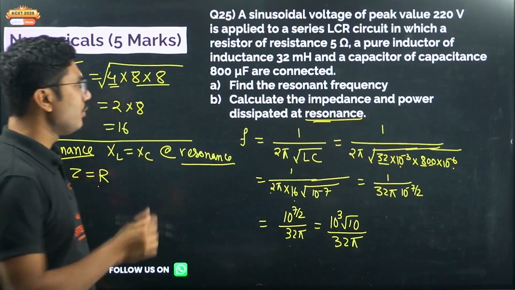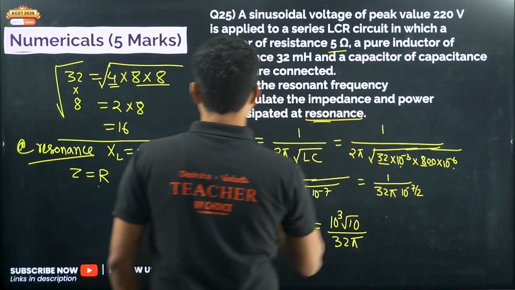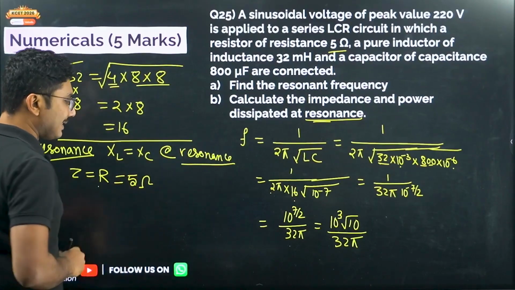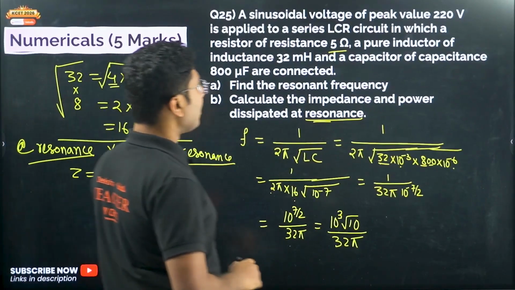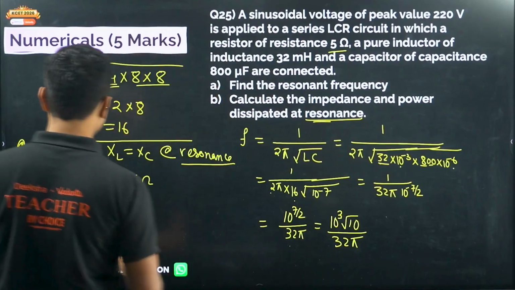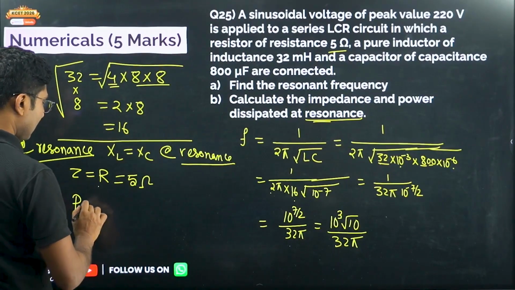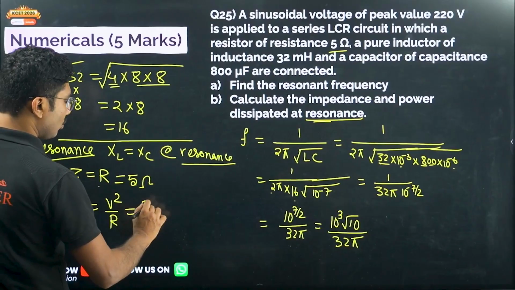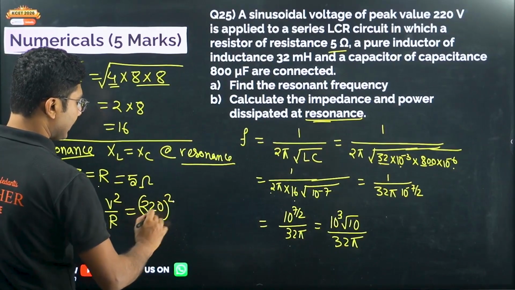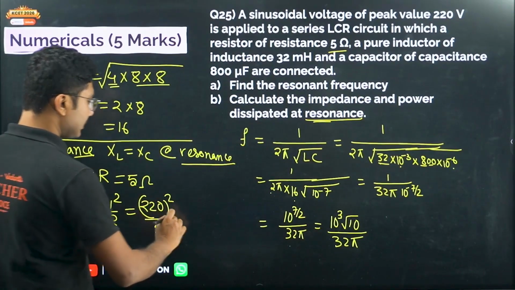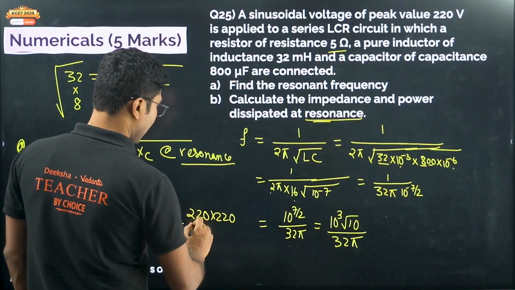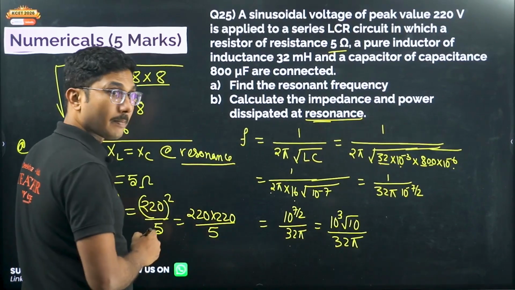Impedance is equal to resistance, that is equal to 5 ohm. So impedance is 5 ohm. What about the power dissipated? Power dissipated is given by V square upon R, that is 220 square divided by 5. So that is 220 into 220 divided by 5.